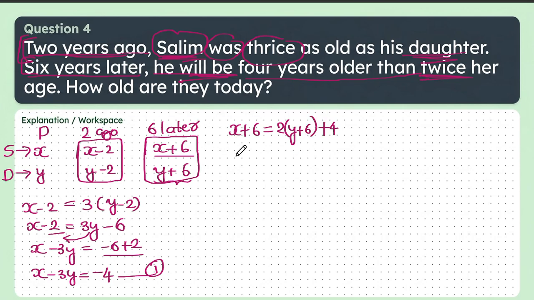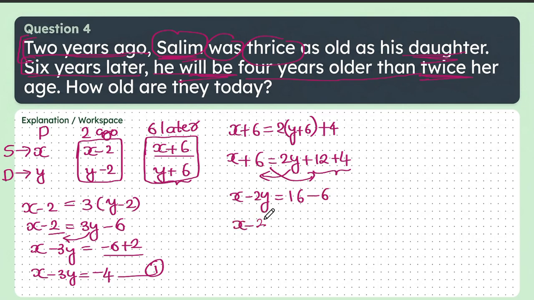Okay. Again do the same thing, multiply 2 inside. So X plus 6 is equal to 2 into Y, 2Y plus 2 into 6, 12 plus 4. So rearrange the term. If we take this 2y this side and this 6 this side, we'll get x minus 2y is equal to 12 plus 4, 16, and this 6 will come this side, so minus 6. So x minus 2y is equal to 10. This is our equation number 2.